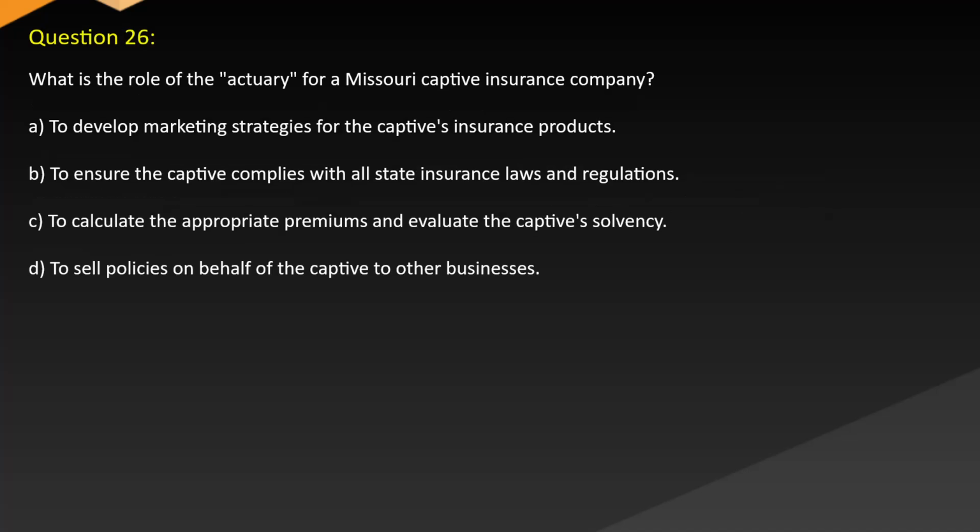Question 26. What is the role of the actuary for a Missouri captive insurance company? A. To develop marketing strategies for the captive's insurance products. B. To ensure the captive complies with all state insurance laws and regulations. C. To calculate the appropriate premiums and evaluate the captive's solvency. D. To sell policies on behalf of the captive to other businesses.